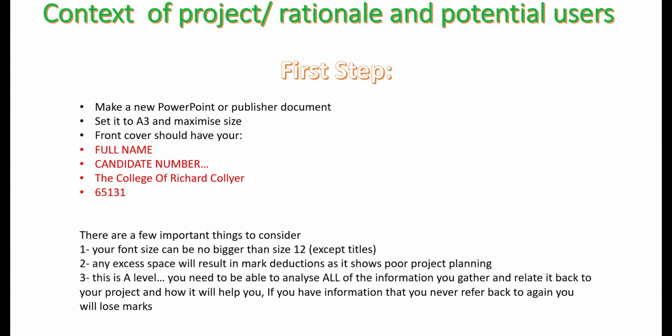On your front cover, the only things you should have are your full name as it would appear on your exam paper, so that includes all middle names, your candidate number, which you will find on your ID badge, the College of Richard Collyer, and the centre number, which is 65131. Those are the only things you should have on your front cover. The only thing we add to that, at the end, is a photograph of your final finished product. Okay, so a clear white background, black writing, and those four things for me first.